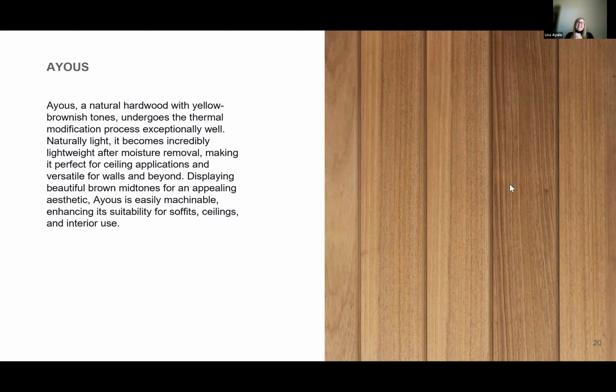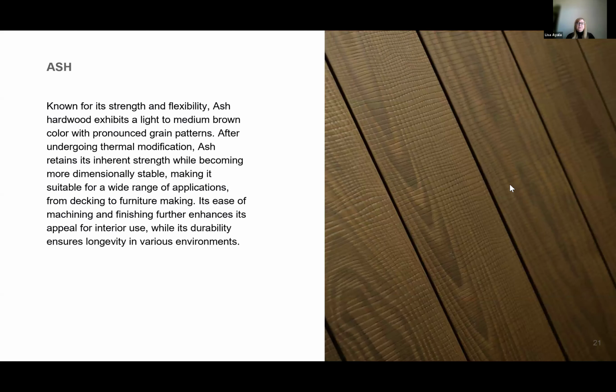All right. Go ahead, Lisa. Okay, so where I was going with the AIAs is that it's easily machinable. It is a hardwood, but it's a really soft hardwood. What we find it is best for are things like soffits, ceilings, and certainly interior use. I would not use AIAs for decking, certainly not. It is too soft for decking. And in some cases, I would not use it for full siding, but I might use it for exterior accent walls, but certainly interior works really well.